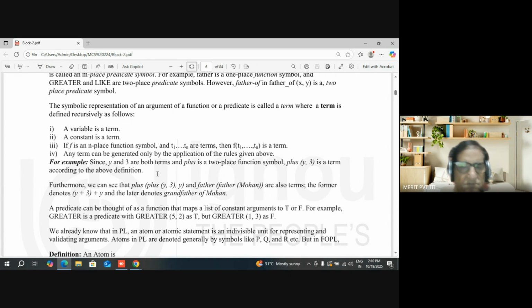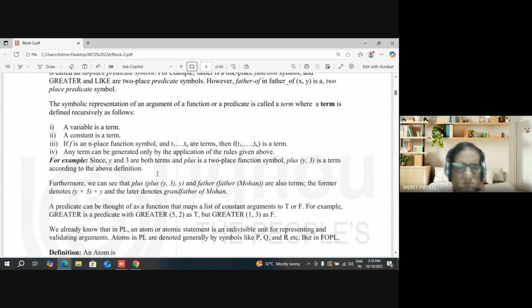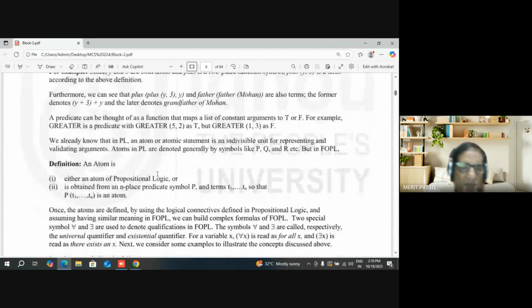That is father of Mohan. Father of Mohan's father becomes grandfather of Mohan. ये बन गया y plus 3 plus y. So that's 3. तो ऐसे ही सारे एग्जाम्पल हैं, तो आप देख लीजिए. Either restricted projection closure or separate from an implicit predicate and all.